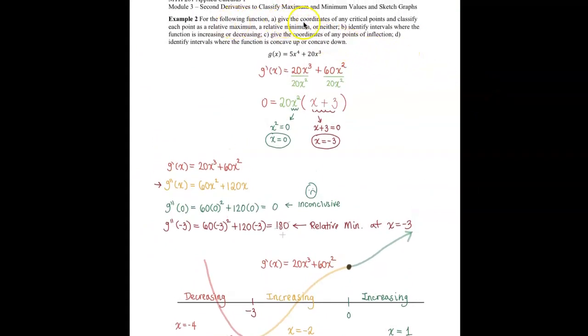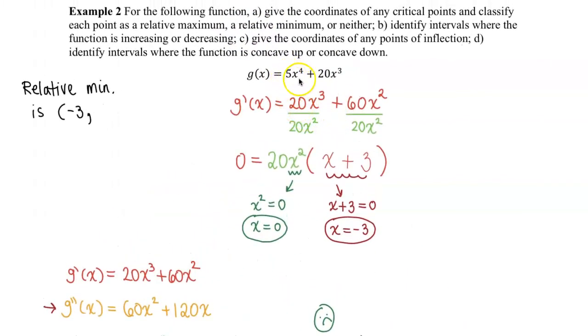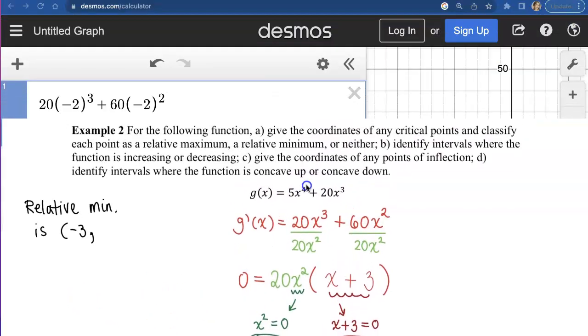Let's see. Give the coordinates of any critical points and classify each point as relative maximum. Oh, okay, we did not do that just yet. We need to give them points. So this is what we have so far. We have the information that a relative minimum is happening at x equals -3, but we don't have the y value, right? So to find the y value, we will have to plug in that x into the original function.